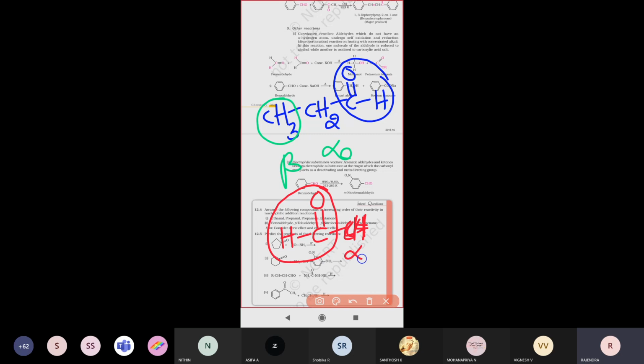Now what happened? There is no carbon atom present there. If there is no carbon atom, can we call it an alpha hydrogen atom? No, we can't say that. So in the Cannizzaro reaction, formaldehyde is one of the compounds that undergoes it.